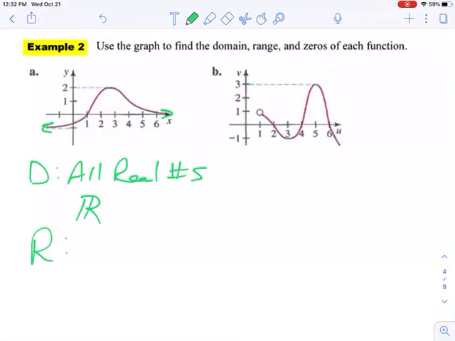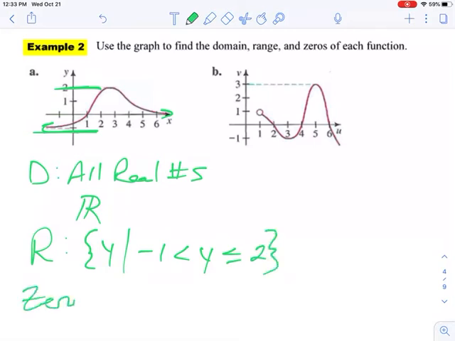Range. The range bottoms out here at -1 and it tops out there at 2. So you do set of all y's such that -1 is less than, what's our letter, y. And then I'd say it gets all the way up to 2. Okay, zeros.